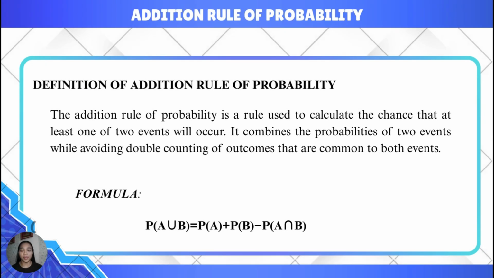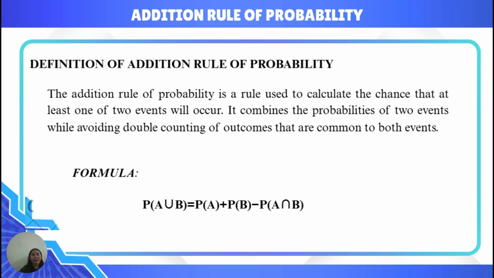So, for further understanding, the addition rule of probability is the main formula used to find the probability that event A or event B happens. It applies to both mutually exclusive and non-mutually exclusive events, but in different ways. You will see it later. So, the general formula of the addition rule of probability is: the probability of A union B equals the probability of A plus the probability of B minus the probability of A intersection B.